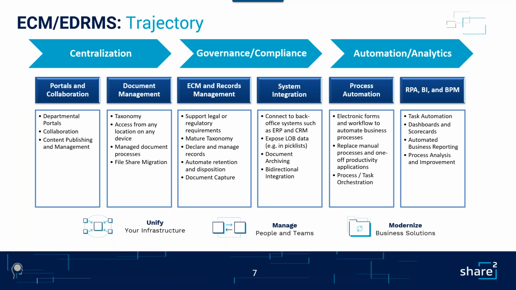Moving to the next two columns, we've got process automation. I've talked a little bit about this, but this is, you know, automating business processes, moving off of paper transactions and things like that, and sort of orchestration of tasks across some business process. And then on the far right, we've got robotic process automation. Our last webinar was on that one. You know, spent a lot of time on that. That's about task automation, business intelligence, doing dashboards and scorecards, and then business process management, you know, looking at those reporting, those analytics to actually improve the processes.